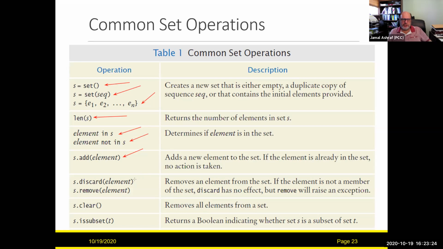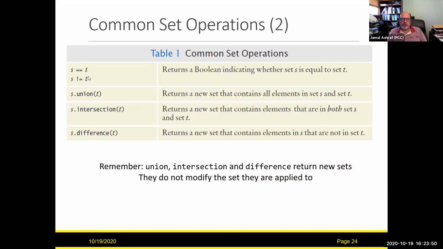We can use the discard and remove. Remember that the remove is going to raise an exception if it doesn't exist in there. We can use the clear to remove everything from the set, and we can check to see if one of them is a subset of the other one, meaning it has all the elements of the other one. We can check to see if they are equal or not equal. That would return true or false.